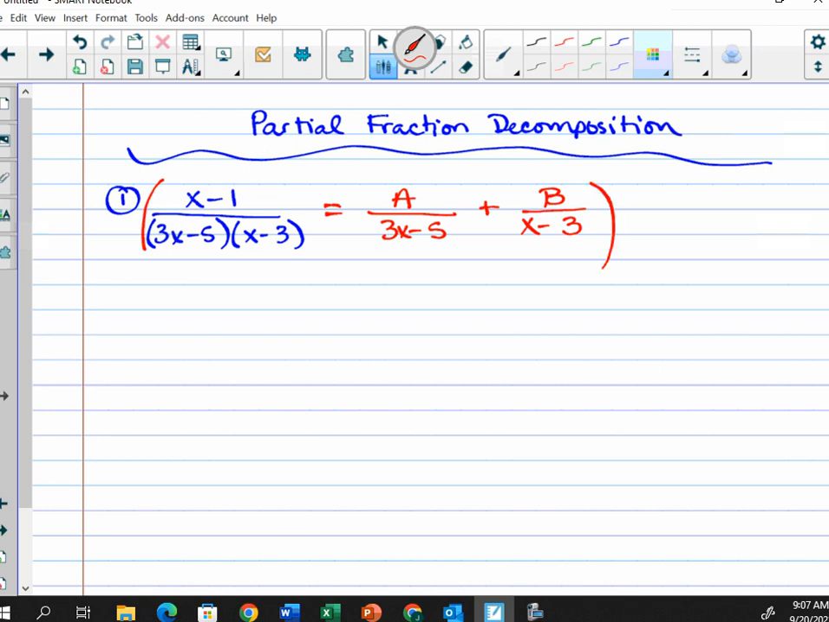Okay, our first step. We're going to get rid of all of our denominators. So I'm going to multiply this entire equation by 3x minus 5 and x minus 3.